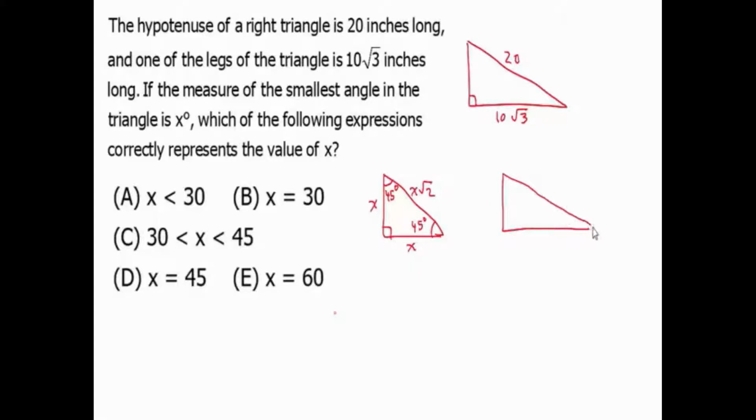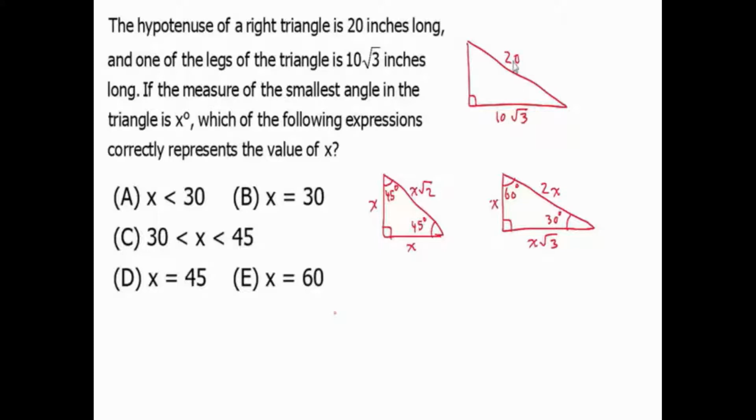In a 30-60-90 triangle, we have the 30 degrees here. We have the 60 degrees here. If the side opposite the 30 degrees is x, the hypotenuse is 2x units long, and the side opposite the 60 degrees is x times square root 3 units long. In other words, if you divide the hypotenuse by 2, you get one of the sides, and if you divide the hypotenuse by 2 and multiply by square root of 3, you get the other side.